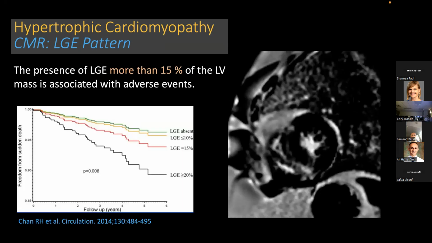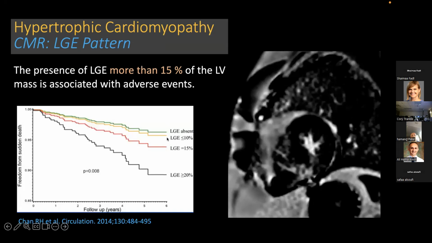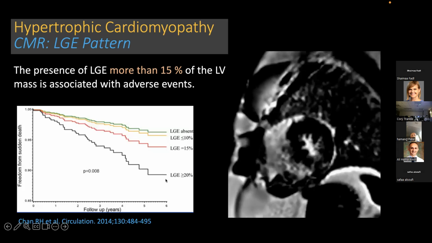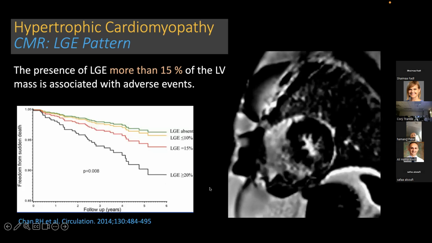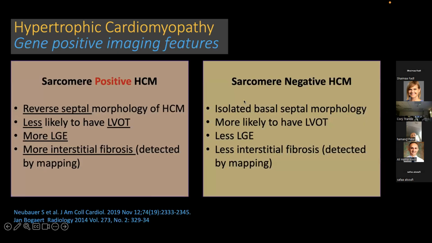The presence of LGE of more than 15% is associated with more adverse events, almost doubling the risk once you reach 15%. At more than 20%, you can see how it is really increasing the risk of sudden cardiac death significantly. Elevation of T1 and ECV values correlate with the presence of interstitial fibrosis, and you can see it sometimes in areas without LGE. So it also may help increase the prognostication value of the cardiac MRI, indicating that this patient may have more interstitial fibrosis.